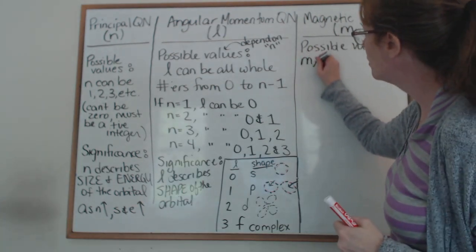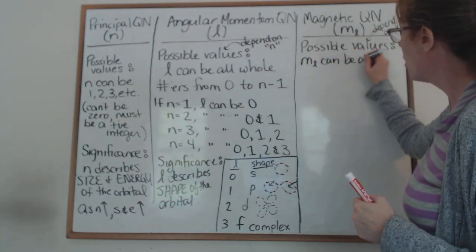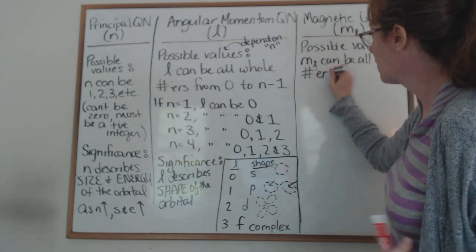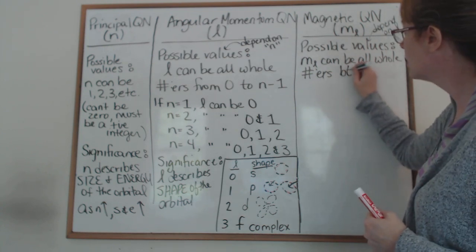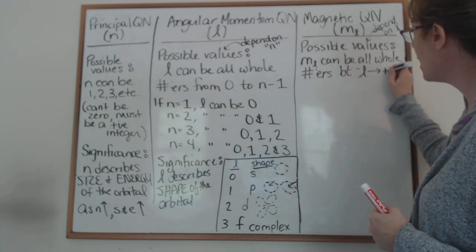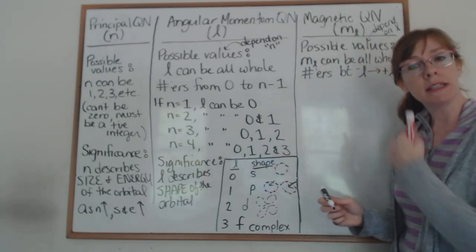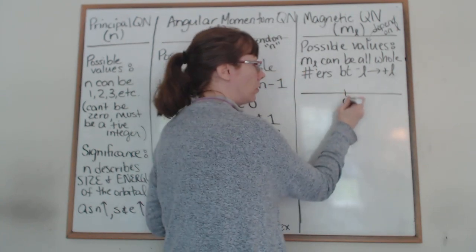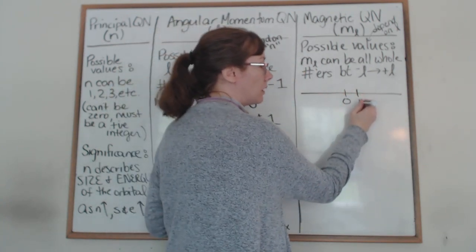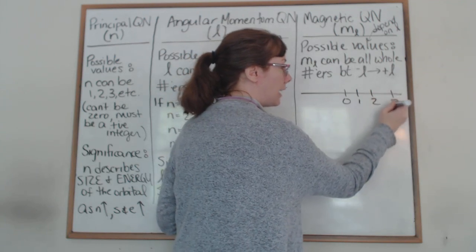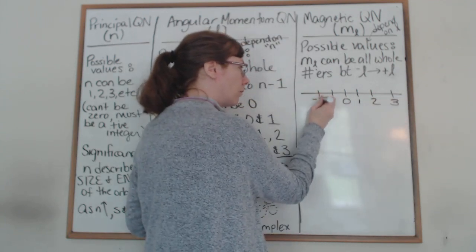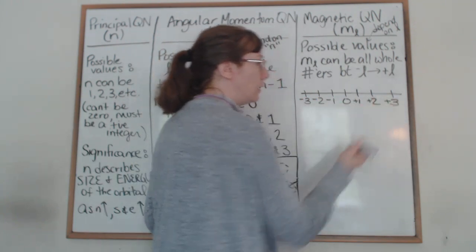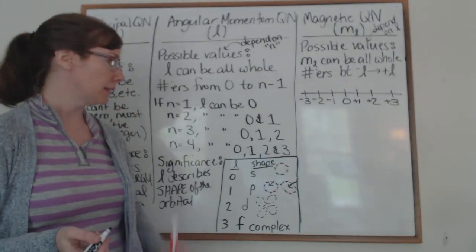So m_l can be all whole numbers between negative l to positive l. Now, this is best explained using a number line. If you have a number line, or try to draw a number line, you really only have to go up to 3, you'll see why in just a second. Let's make those positive. So draw yourself just a little number line here. It really does help for this.